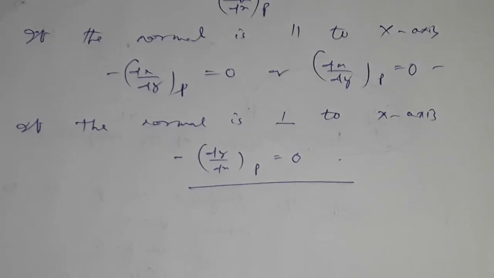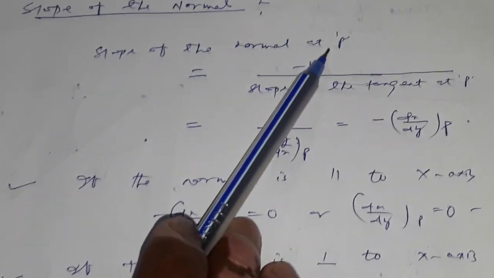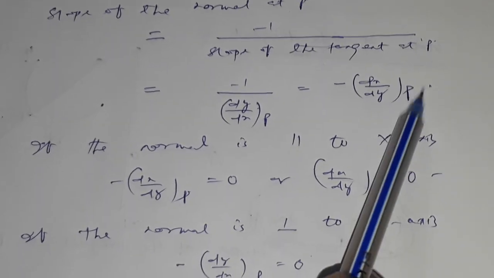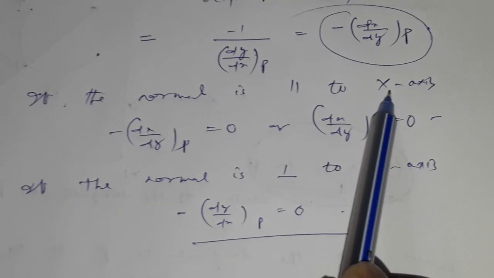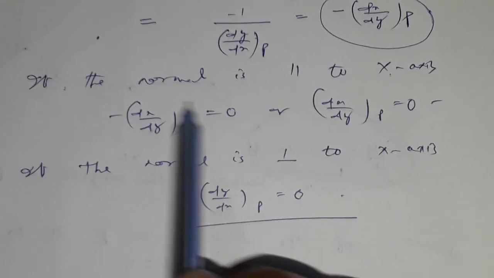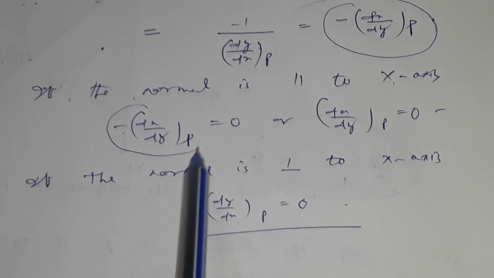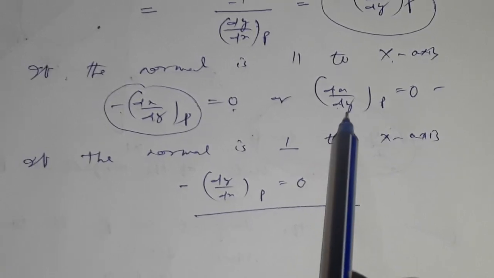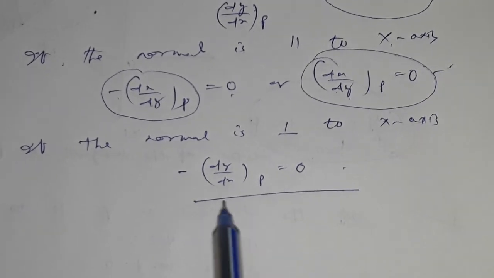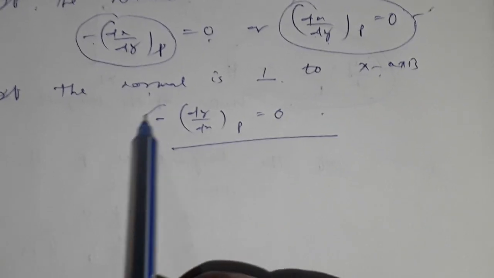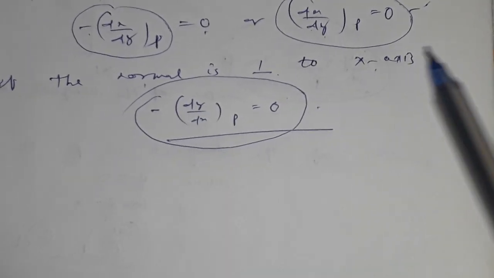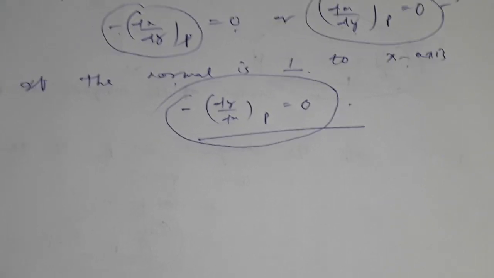So, slope of the normal at P equals minus dx/dy at P. If the normal is parallel to the x-axis, then minus dx/dy at P equals 0, or dx/dy at P equals 0. If the normal is perpendicular to the x-axis, then minus dy/dx at P equals 0.